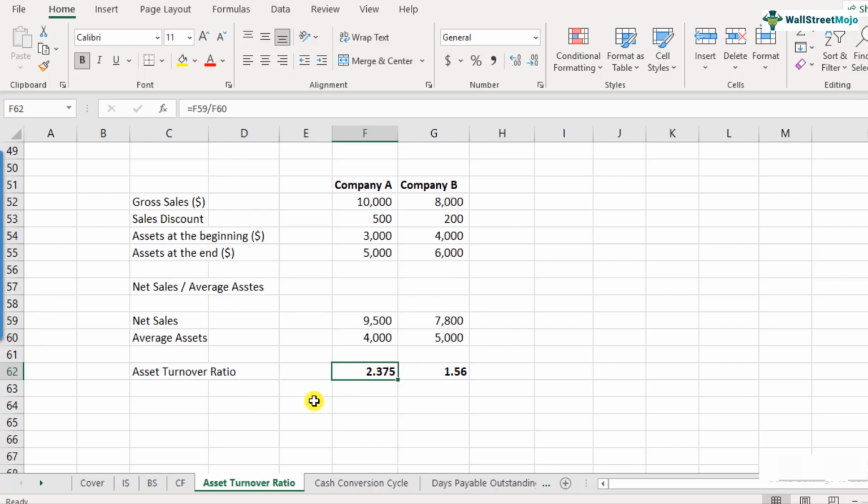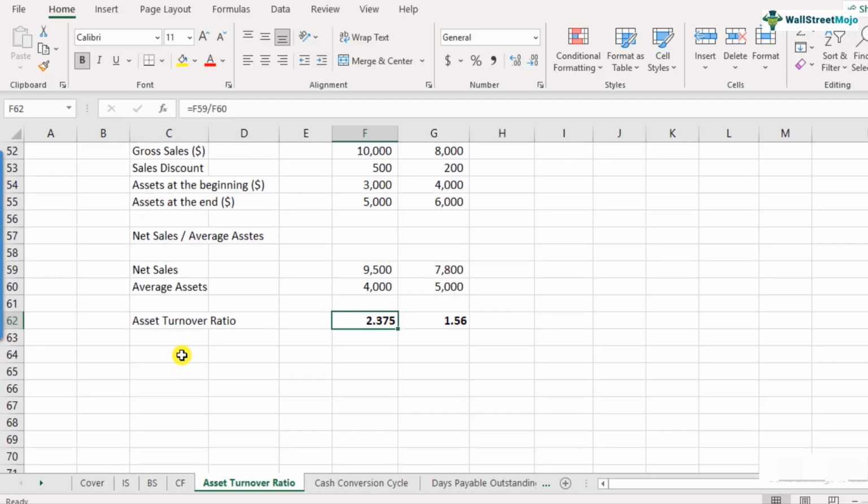And if both of these companies are in the same industry, we could interpret that company A is doing much, much better, because they are able to generate sales of $2.375 per dollar of their assets. So that's how the interpretation is, right? Between these two, if they're in the same industry, of course, company A is doing much, much better.